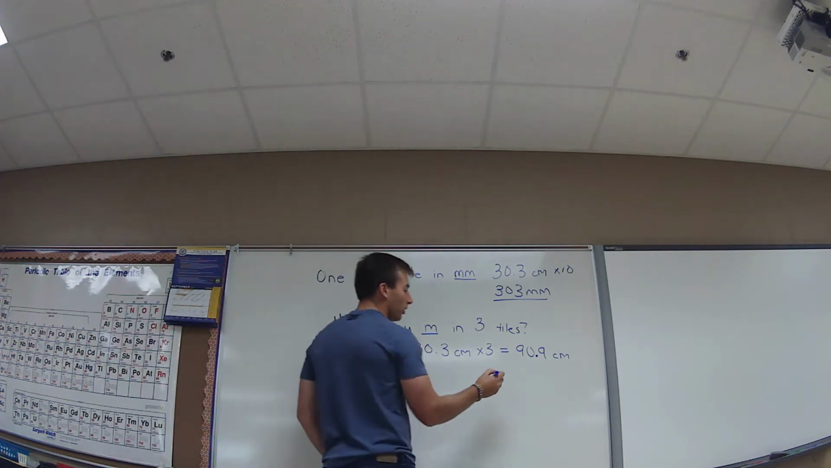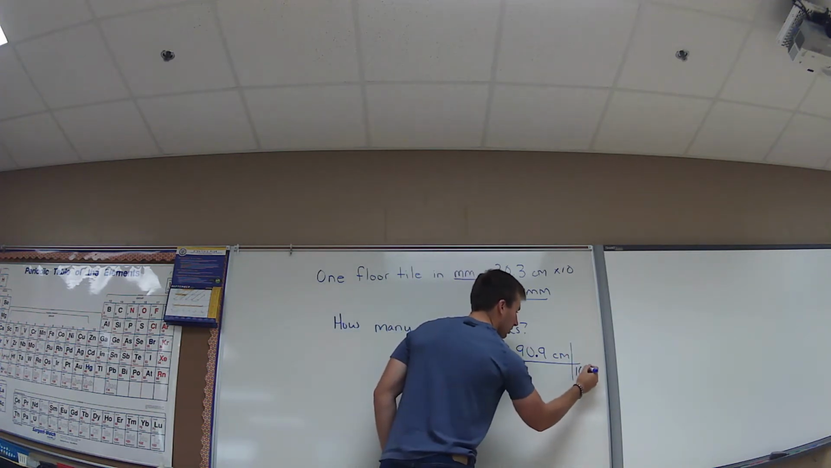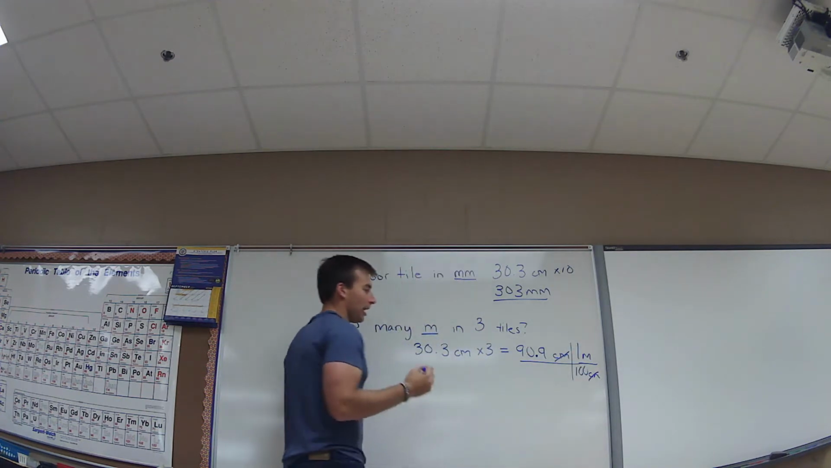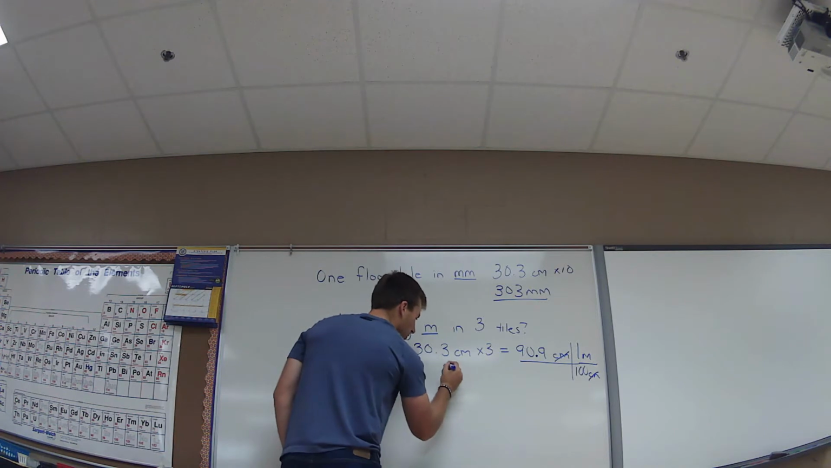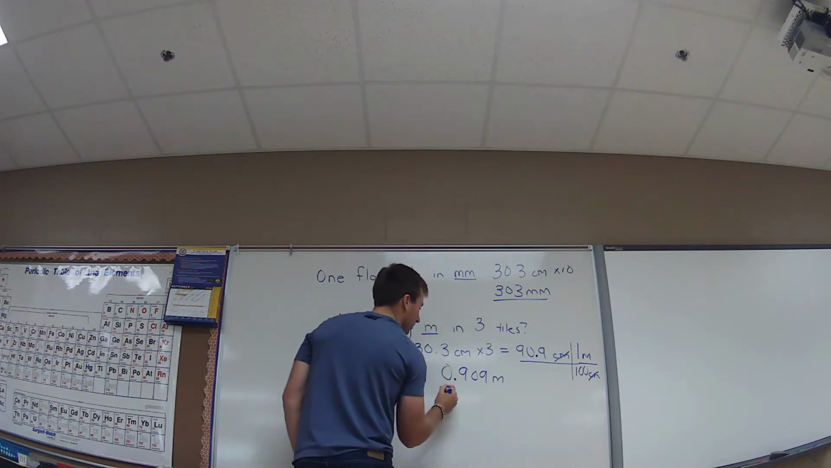And we know that there are 100 centimeters in 1 meter. Our units cancel out. 90.9 divided by 100 gives us our answer of 0.909 meters.